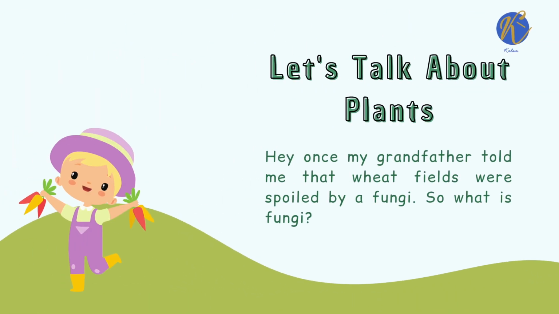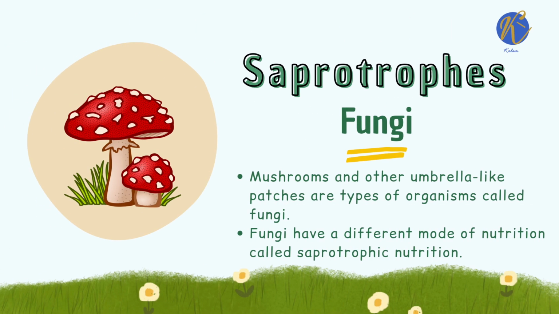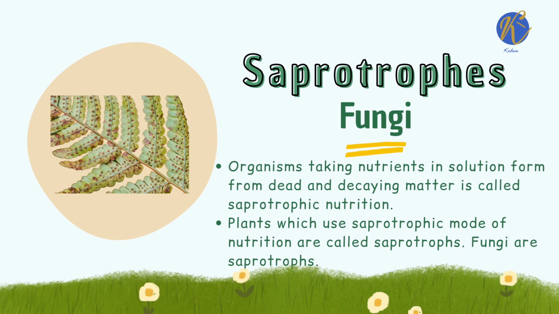Hey! Once my grandfather told me that wheat fields were spoiled by a fungi. Have you seen fungi? Let's learn about it. Mushrooms and other umbrella-like patches are types of organisms called fungi. Fungi have a different mode of nutrition called saprotrophic nutrition. Organisms taking nutrients in solution form from dead and decaying matter is called saprotrophic nutrition. Plants which use saprotrophic mode of nutrition are called saprotrophs. Fungi are saprotrophs.